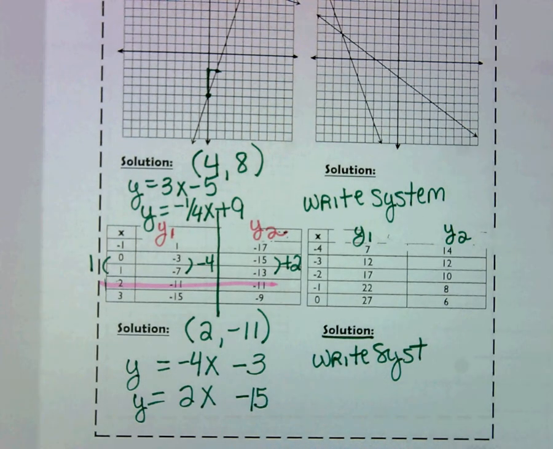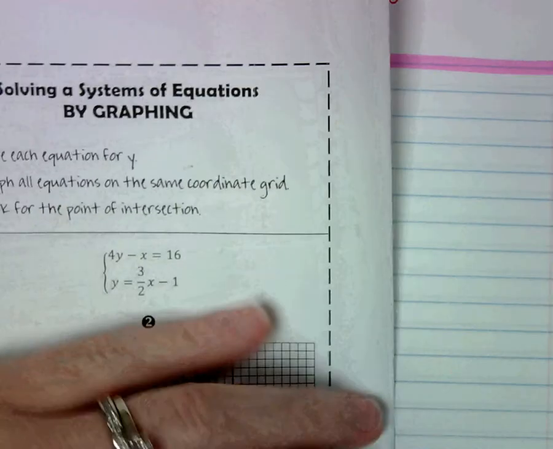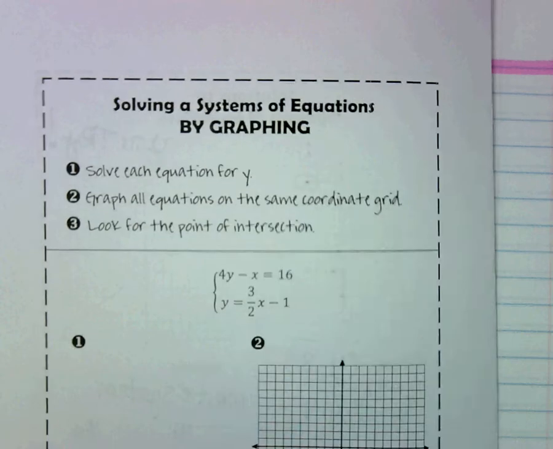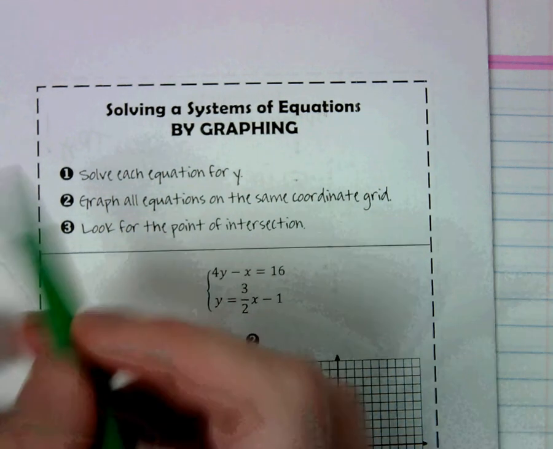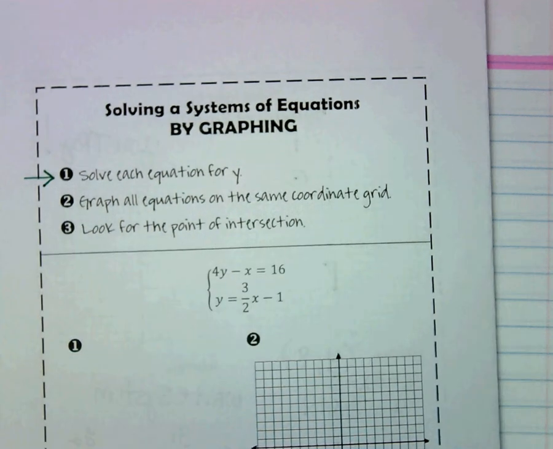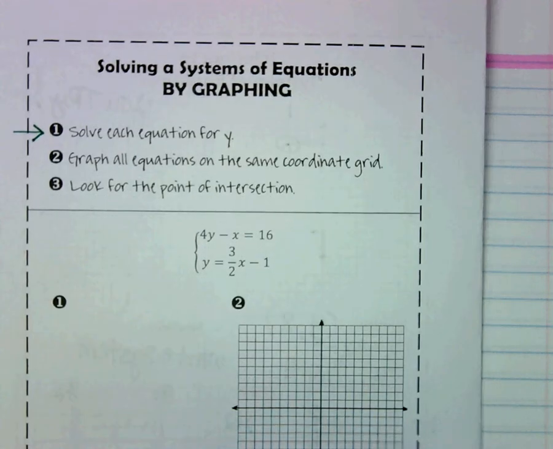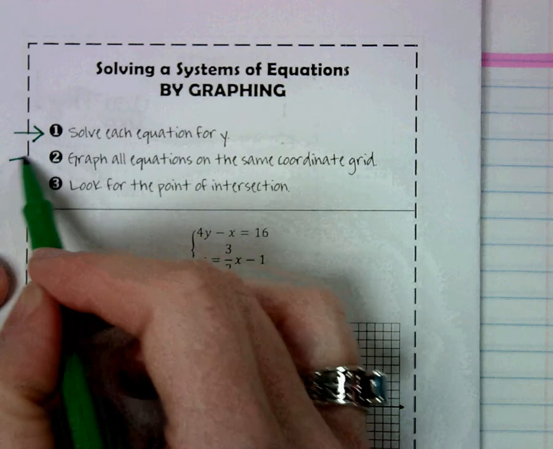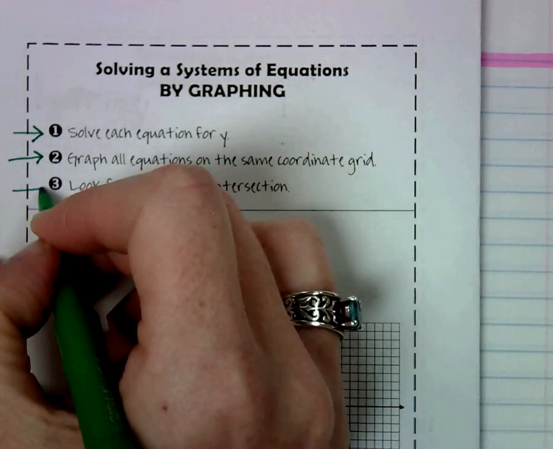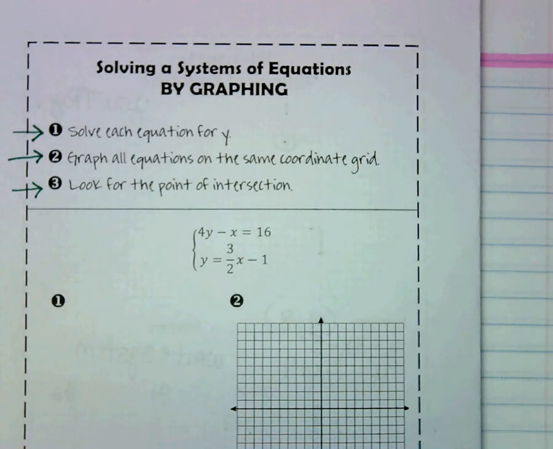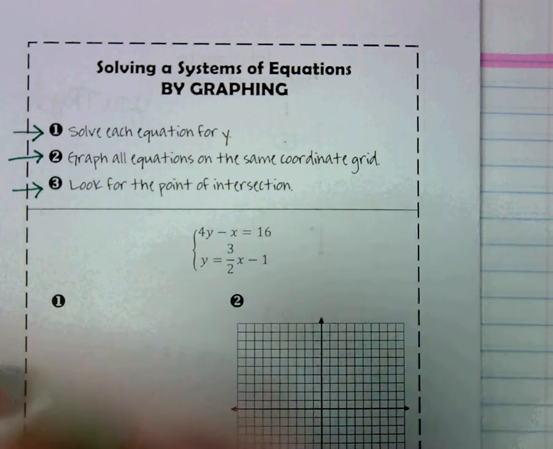Okay. The last thing I want you to look at, so here's kind of some steps to think through. So we don't always have our system in slope-intercept form. So if we don't have it in slope-intercept form, then I think you know that we have to solve for y. Then we're going to graph both equations just like we previously did, and we're going to look for the point of intersection. Okay, so that's kind of what our steps are talking about here.